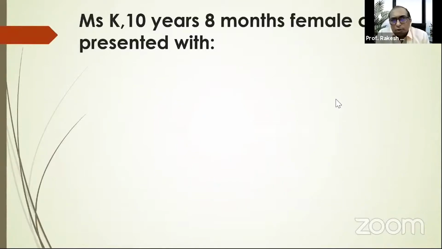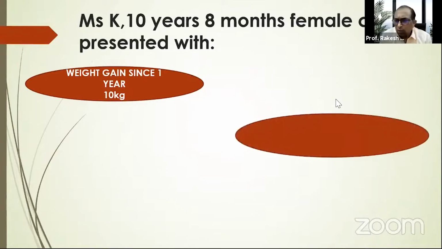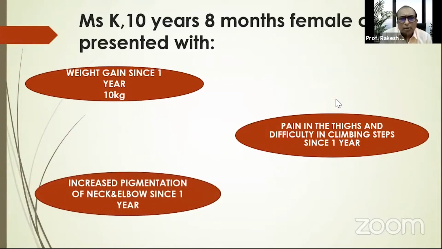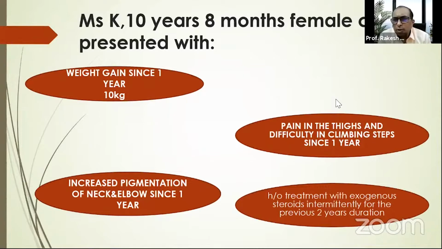I'll start the presentation with a case. This is a young girl who's 10 and a half years old, presenting with a history of weight gain since 1 year. She gained about 10 kilograms in the last year, and she had even difficulty in climbing up the stairs, pain in the thighs, and she had increasing pigmentation over her neck and elbows since 1 year. And she gave a clear history of having inflammatory arthritis, which was not evaluated properly, and she had consulted a general practitioner who prescribed steroids, and she was using steroids intermittently for the past 2 years, and mostly prednisone that she was using most of the time.